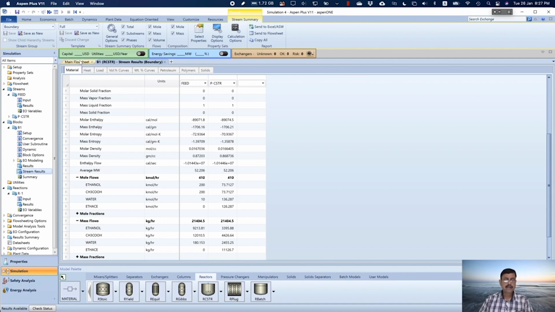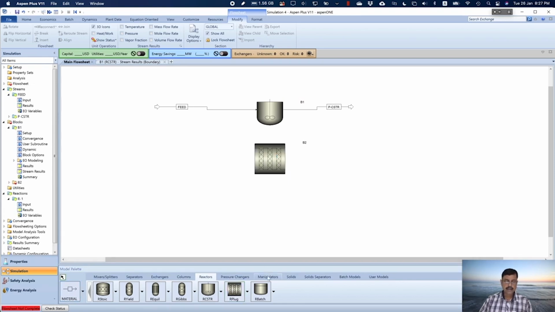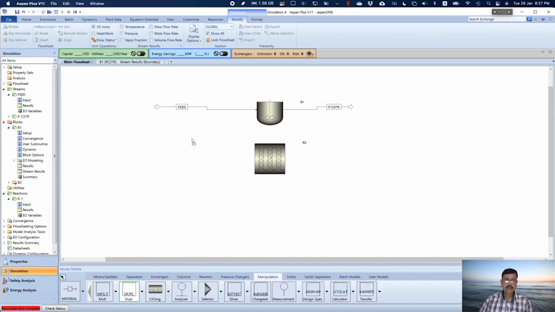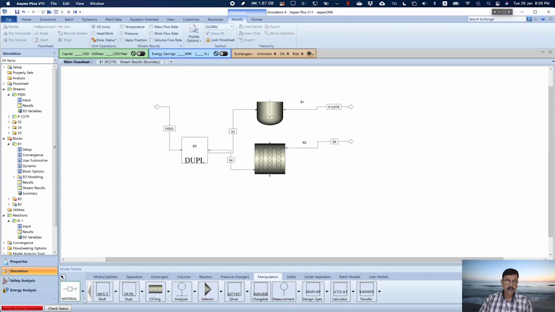Now let us see how the plug flow reactor works in comparison with the CSTR. So bring in the block for the plug flow reactor for the same feed. Here again you have to use the duplicator. Bring in the duplicator over here. You have to manipulate the feed line. So just bring it over here and reconnect the material streams in this fashion. And we have to rename it as P plug, product of plug flow reactor.